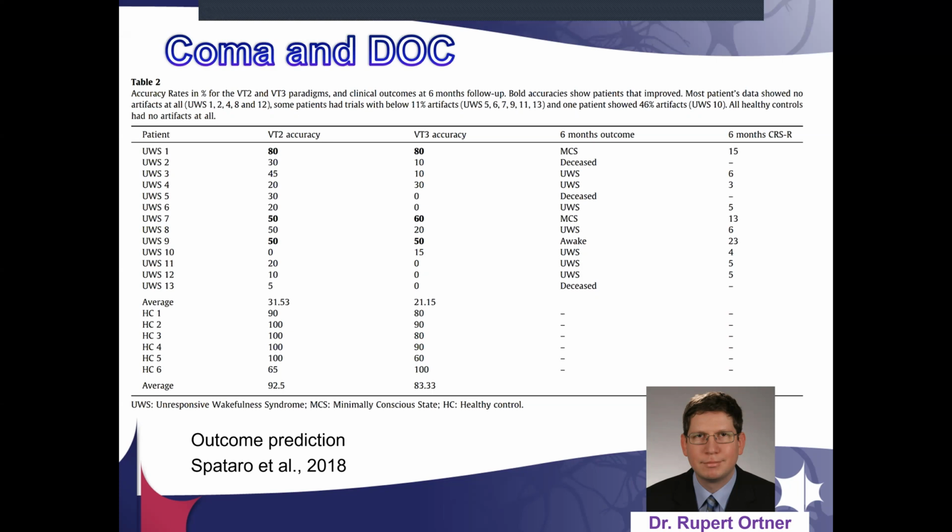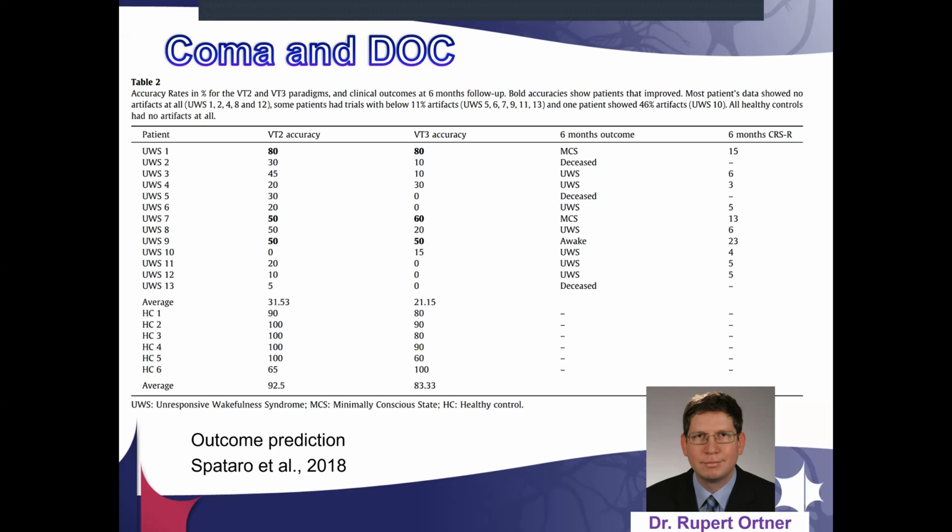So if you look at patient 1, all of these patients were in an unresponsive wakeful state. You see that patient 1 had excellent accuracy, and 6 months later, the clinical state had improved to minimally conscious with a fairly high CRS-R score, which is a standardized test of function. The next such patient who scored above our threshold in both tasks, which is 50% or above, is UWS7. And you see that after 6 months, this patient had also improved to a minimally conscious state with a pretty good CRS-R score. And then patient 9, 6 months later, was awake, which is even better than minimally conscious state, of course. This person had emerged into consciousness with a CRS-R score of 23.